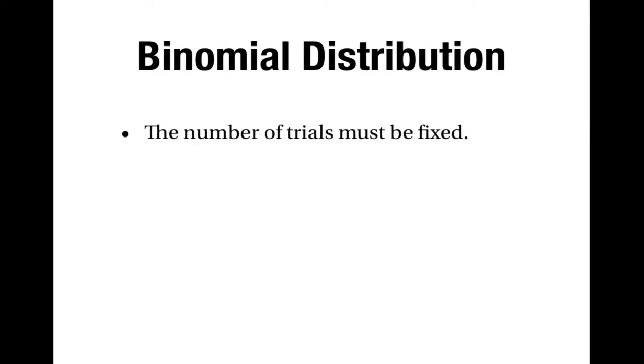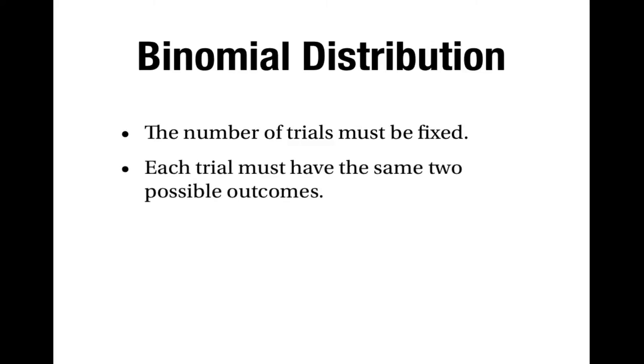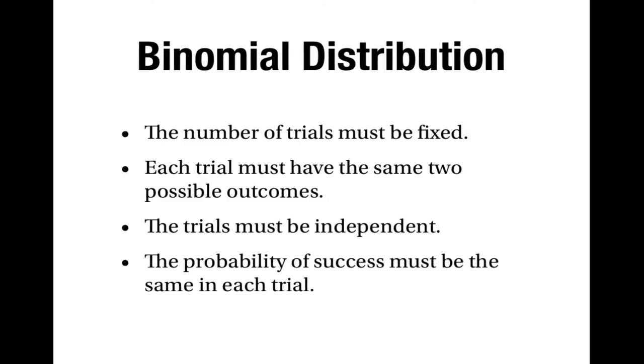The first criterion says that the number of trials must be fixed. The second one says that each trial must have the same 2 possible outcomes, a definite success or a definite failure. Thirdly, the trials must be independent, so the outcome of one trial doesn't affect the probability of success in the next trial. And more generally, the probability of success must be the same in every single trial.